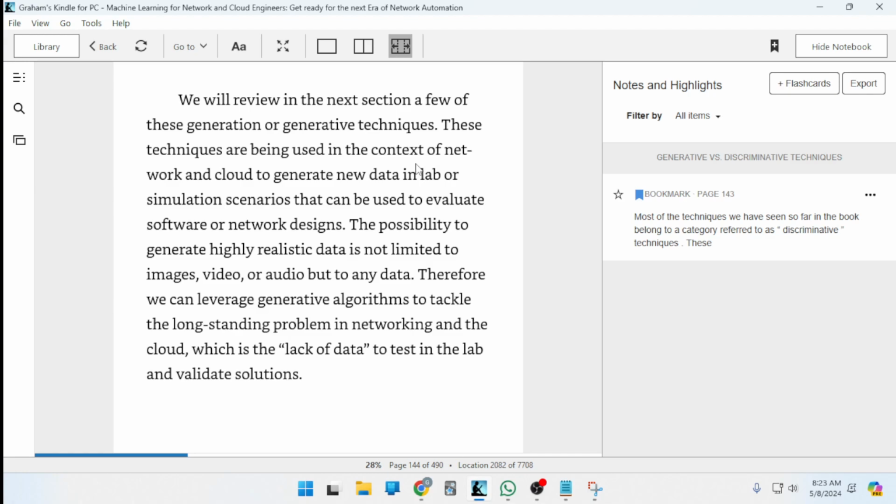These techniques are being used in the context of network and cloud to generate new data in lab or simulation scenarios that can be used to evaluate software or network designs. The possibility to generate highly realistic data is not limited to images, video, or audio, but to any data. Therefore, we can leverage generative algorithms to tackle the long-standing problem in networking and the cloud, which is the lack of data to test in the lab and validate solutions.